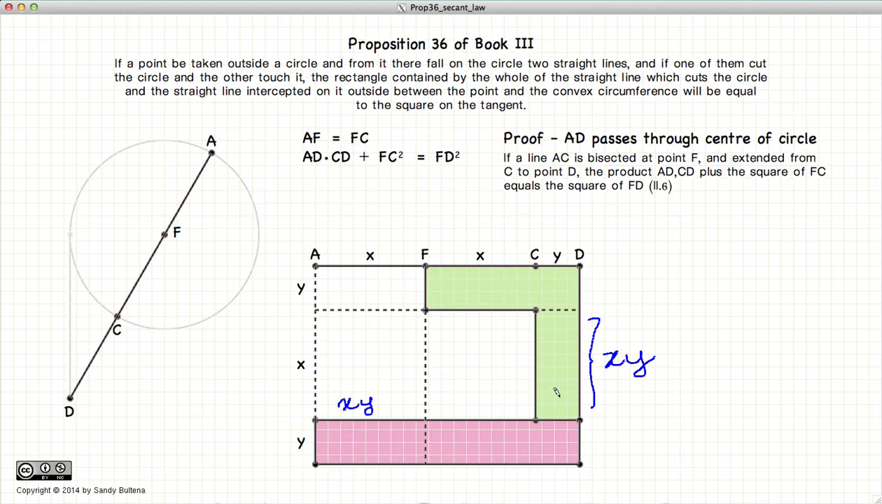So if we take this rectangle, and this rectangle, and add on equal amounts to both, in other words, this section right here, and this section right here, the green polygon will be equal to the pink rectangle area-wise. So these two are equal. This is equal to AD times this little bit Y, so this is equal to AD times CD, which means that this entire green bit is also equal to AD times CD.